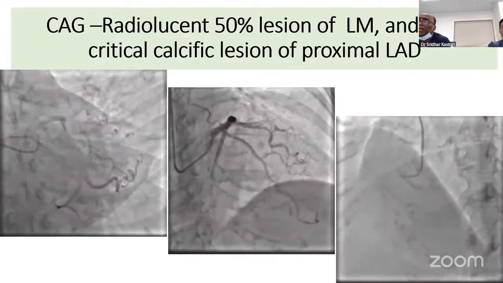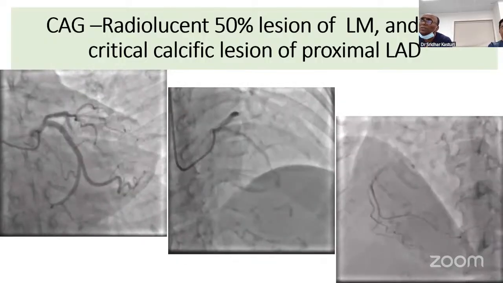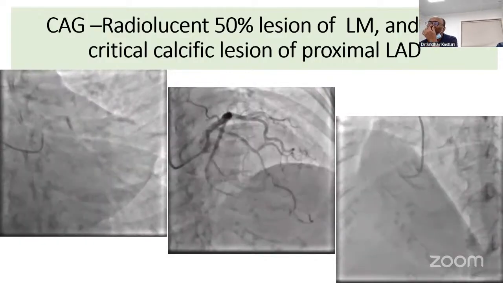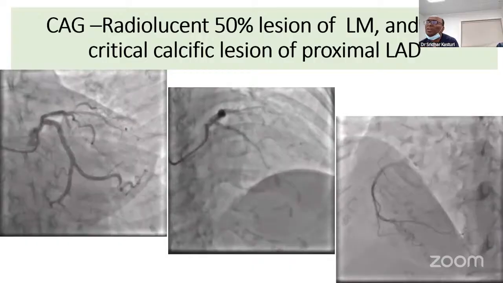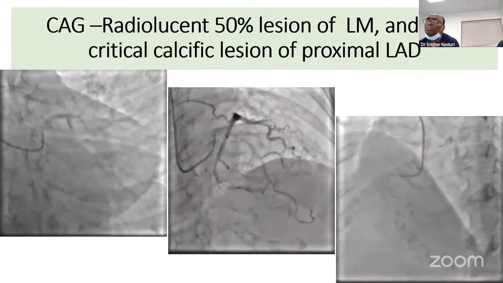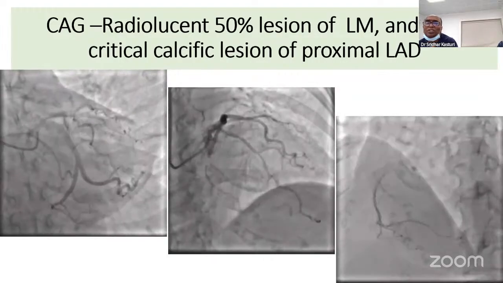So here, this needs to be imaged. So what is the ideal image for this? Because our eGFR is very low, we cannot do OCT. So IVUS is the best modality. So this is an ostial location.